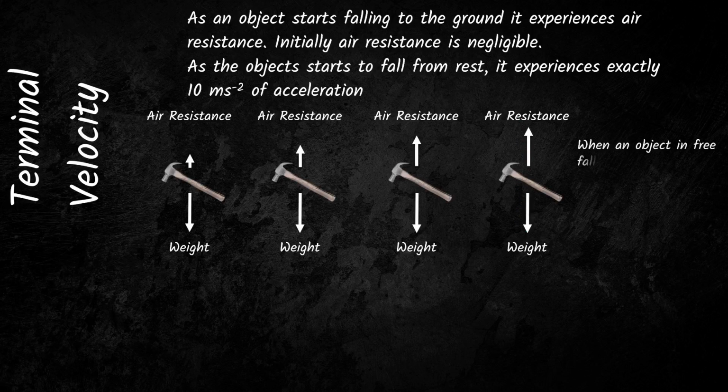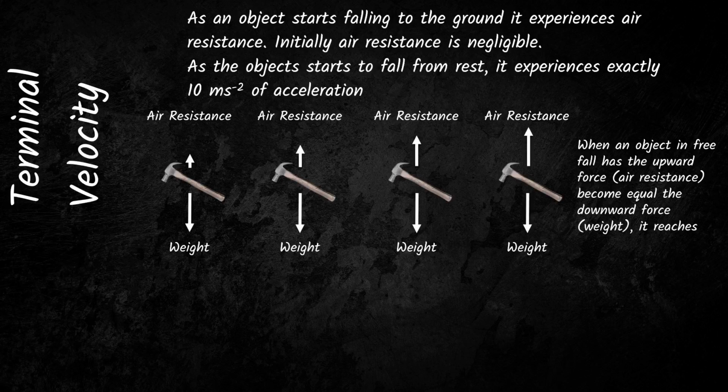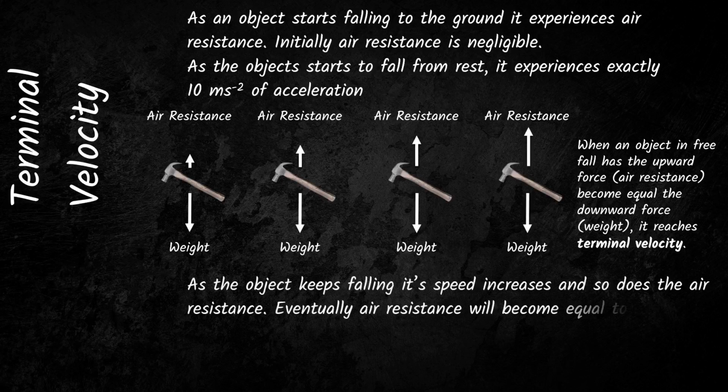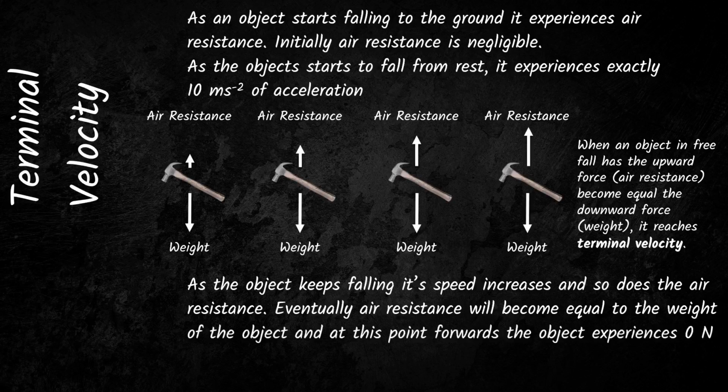Now when the total upward force, the air resistance, is equal to the total downward force, the weight of an object, it reaches a constant speed that's known as the terminal velocity. So we can conclude that as an object falls, its speed increases and its air resistance will increase to a point where it becomes equal to the weight.